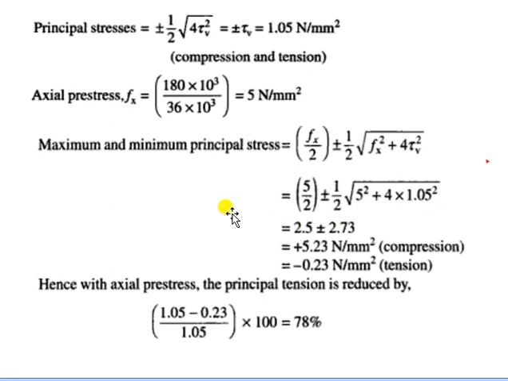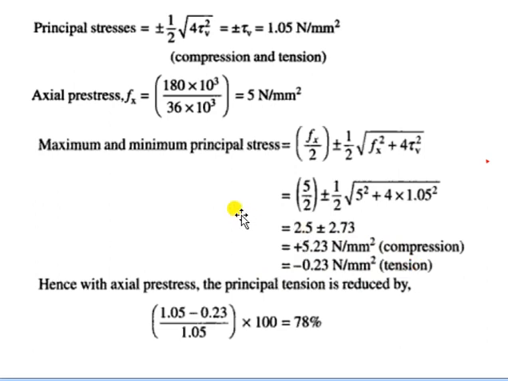Therefore maximum and minimum principal stress is equal to 2.5 plus or minus 2.73. So solving this I will get 2.73. If I consider it as maximum, then it is 2.5 plus 2.73, that will be plus 5.23 Newton per mm square, that is compression. And if I consider it as minus, then it will be 2.5 minus 2.73, which is equal to minus 0.23 Newton per mm square. It is a tensile stress.